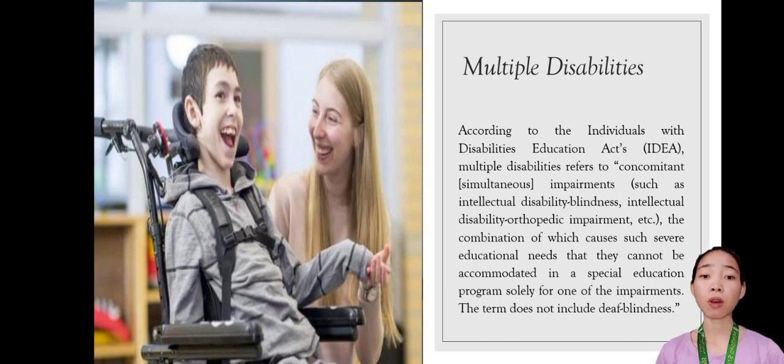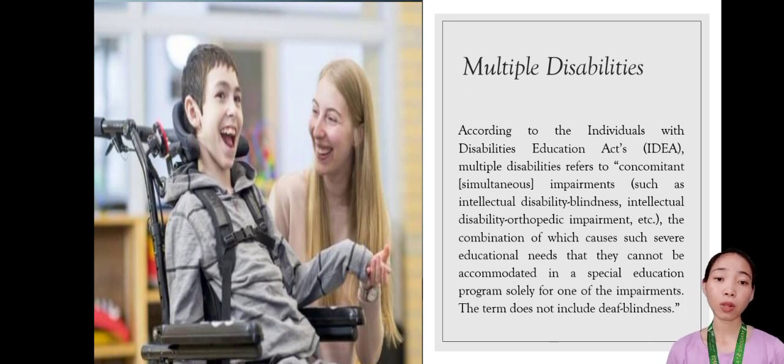According to the Individuals with Disabilities Education Act, or the IDEA, multiple disabilities refers to concomitant, simultaneous impairments. So when we say concomitant, it is occurring or existing at the same time as something else, such as intellectual disability blindness, intellectual disability orthopedic impairment.